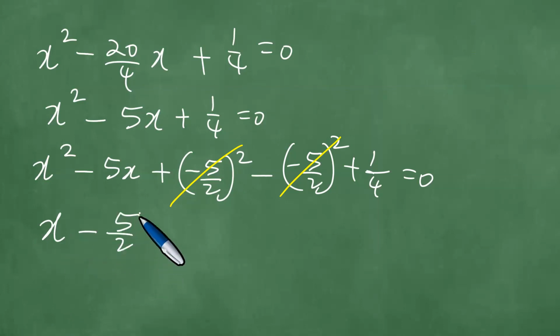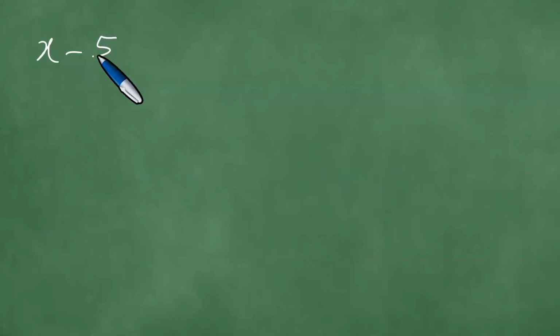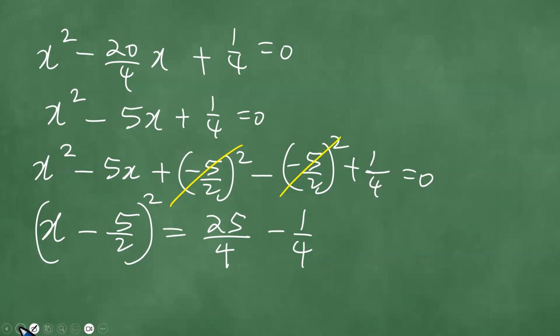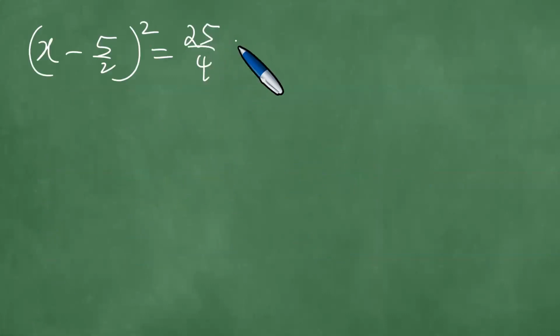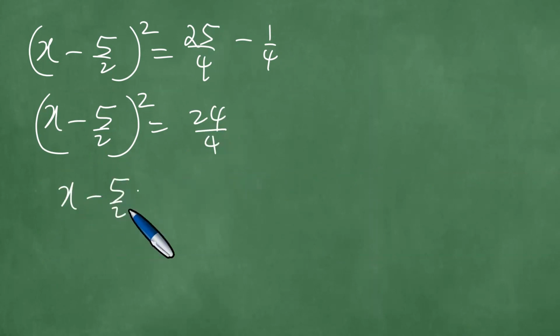So completing the square, this is going to be exactly x minus 5 over 2 squared. You transpose this to the other side. Minus 5 squared is what? It's 25. 2 squared is 4. Minus 1 quarter. And then now here you have 25 out of 4 minus 1 quarter. What is 25 minus 1? It's 24 over 4. What is 24 over 4? It's 6.